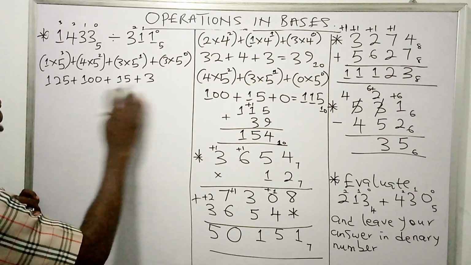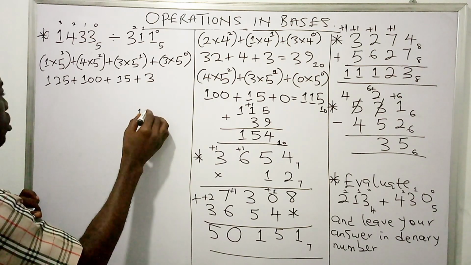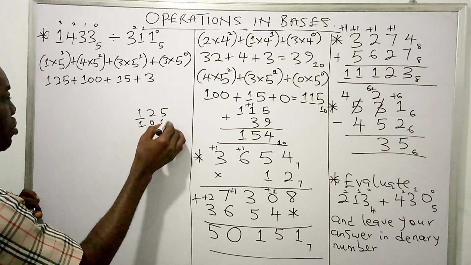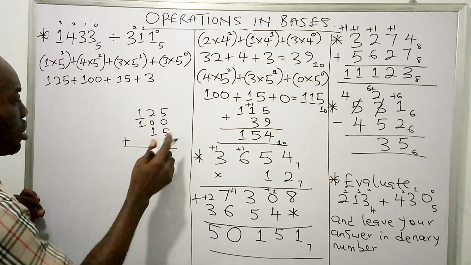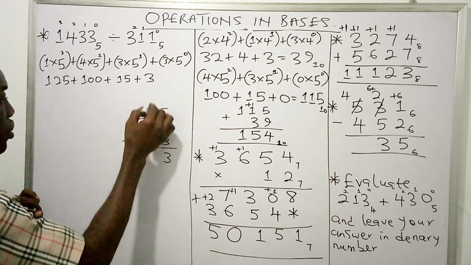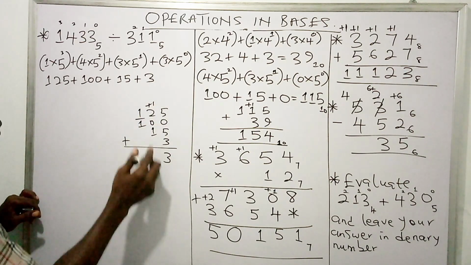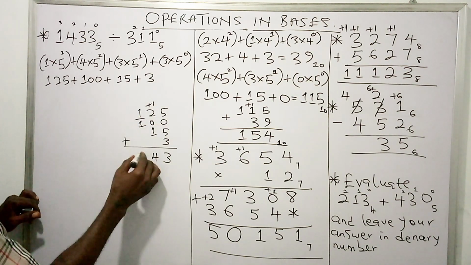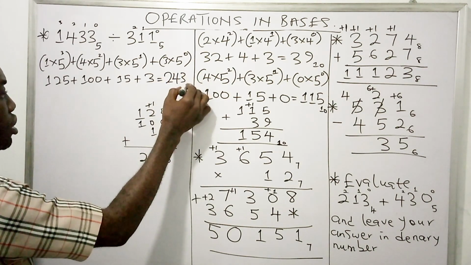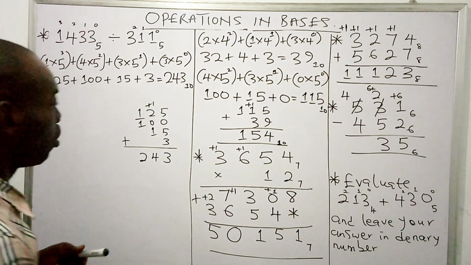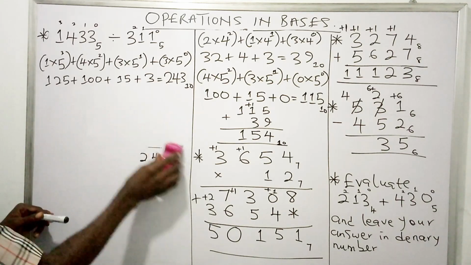So if we carry out the addition here, we have 125, we have 100, we have 15, and we have 3. So by addition, 10, 13, that will be 3 carry 1. 1, 2 is 3 plus 1, that will give us 4. 1, 1 is 2. So we are having 243 base 10. Now let's go ahead with the next number.